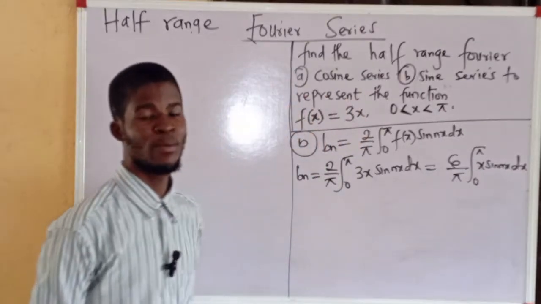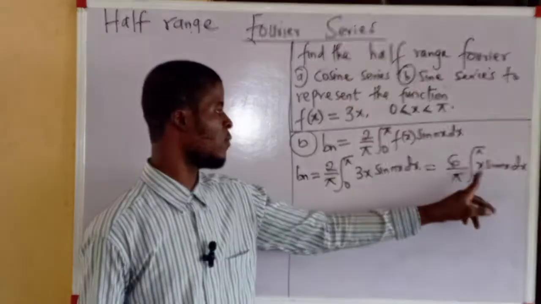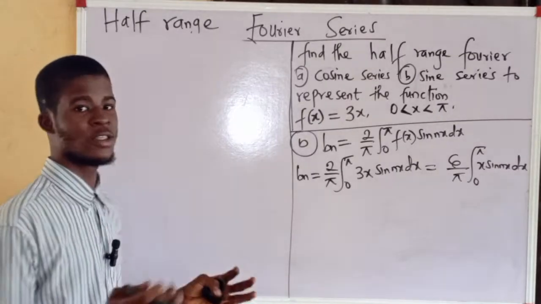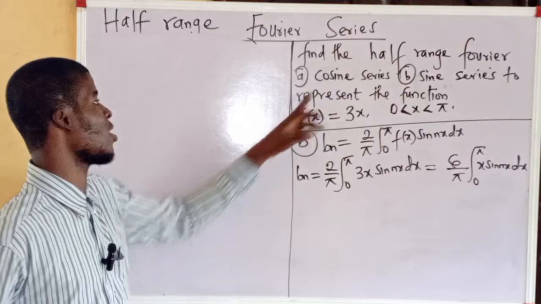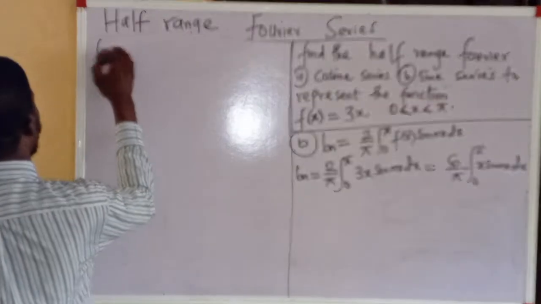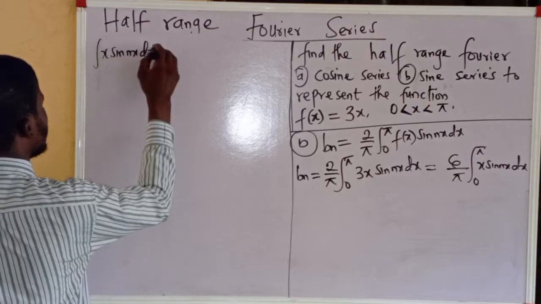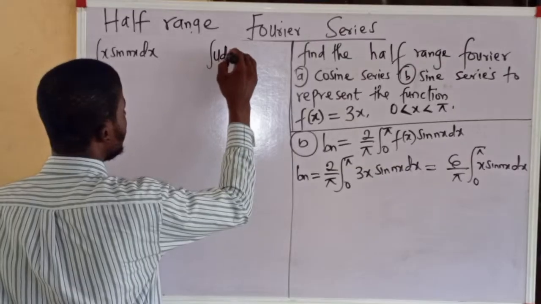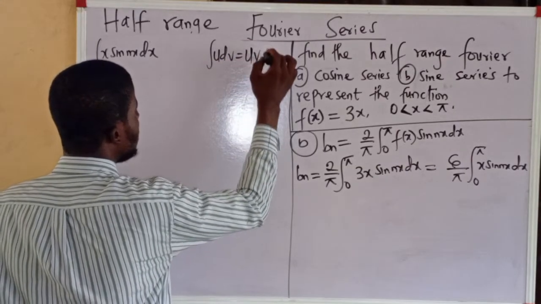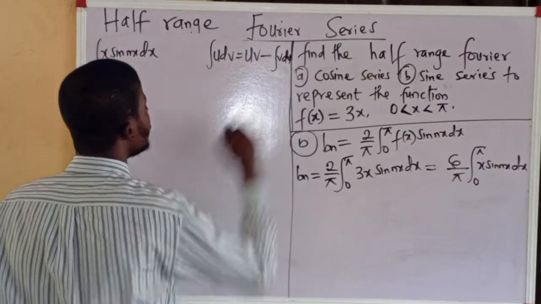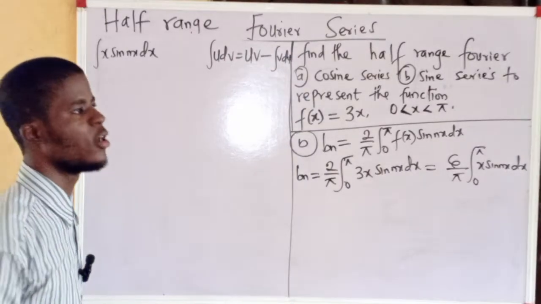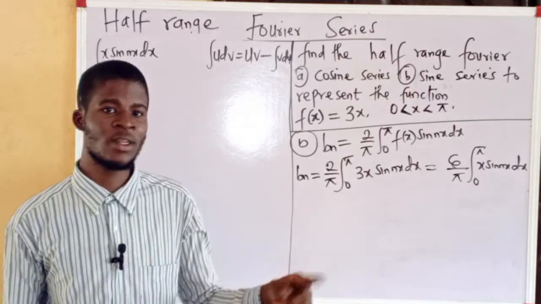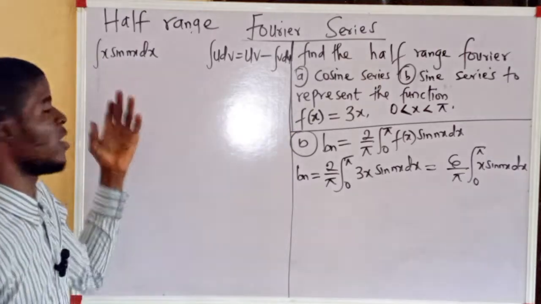So let us perform integration by parts to determine the integral of x sine nx dx, just the same way we did for x cos nx dx when we determined the Fourier cosine series. Using the integration by parts formula, the integral of u dv is equal to uv minus the integral of v du. Just the same way we chose u and dv for x cos nx, that's how we are also going to choose for x sine nx.